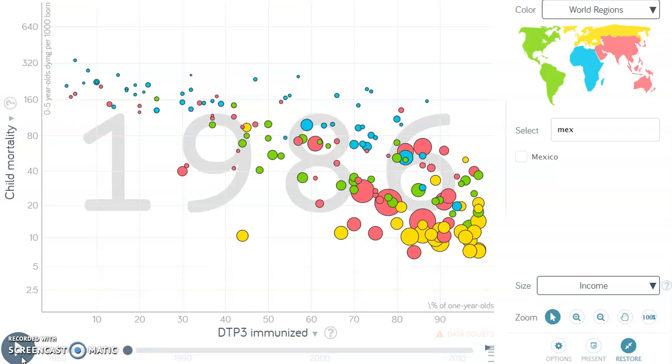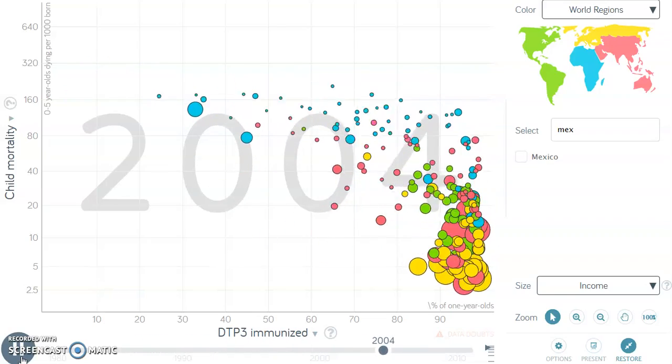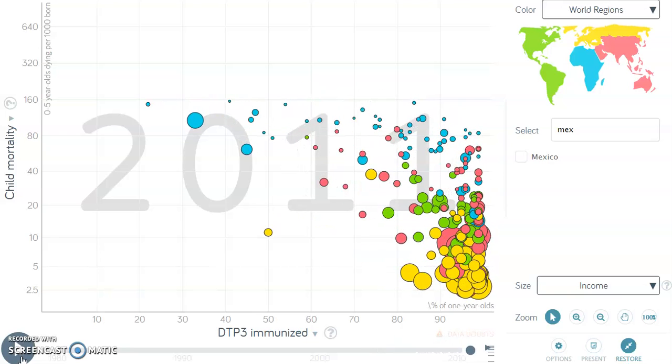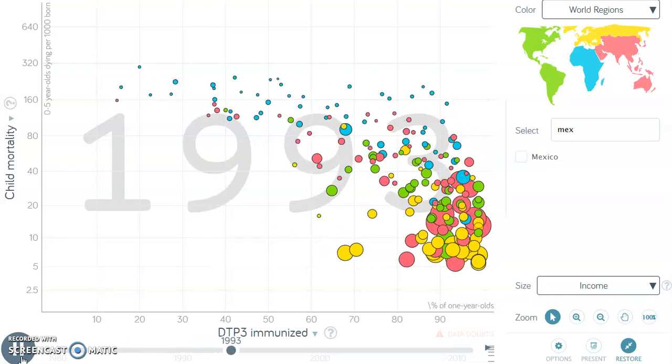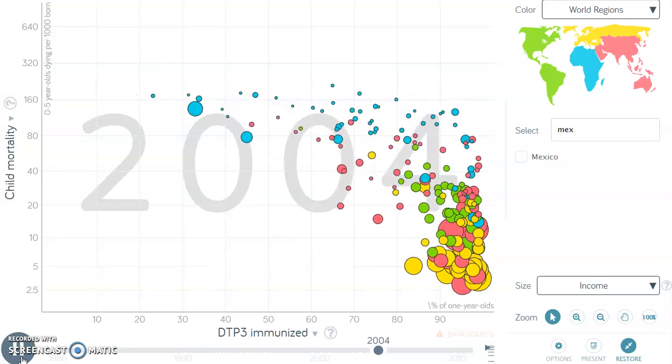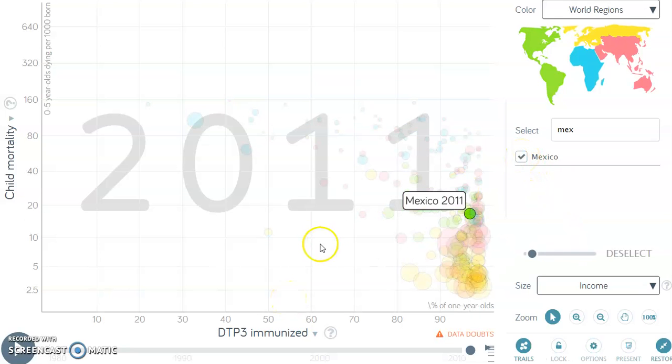And if we just take a general look at the map, you will see that as immunization rates increase, it correlates with fewer childhood deaths. And we're looking at about a 31-year span here. Now take a look at a typical example.